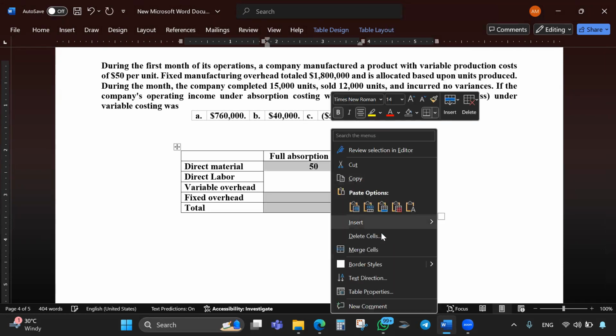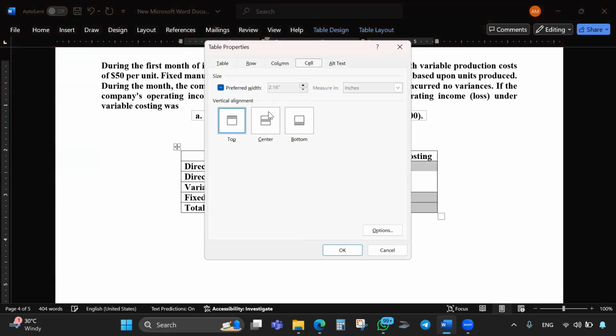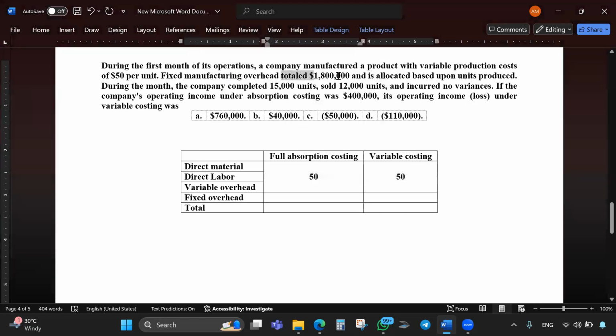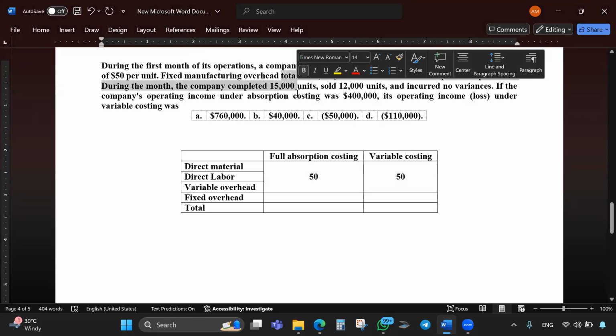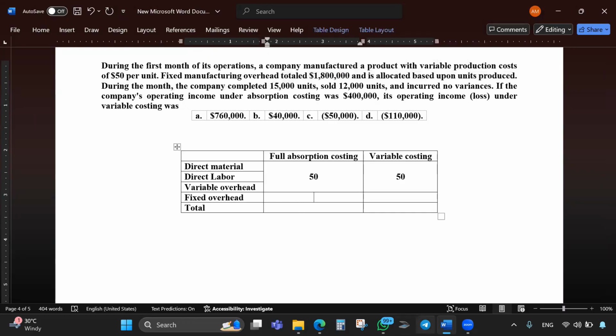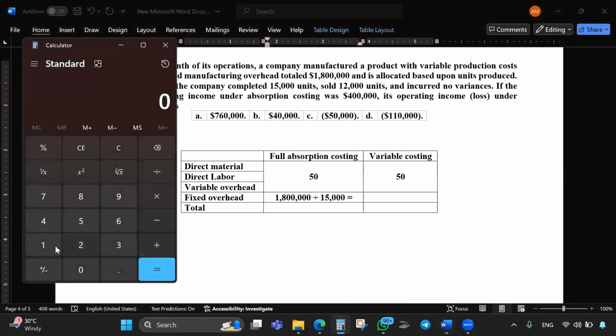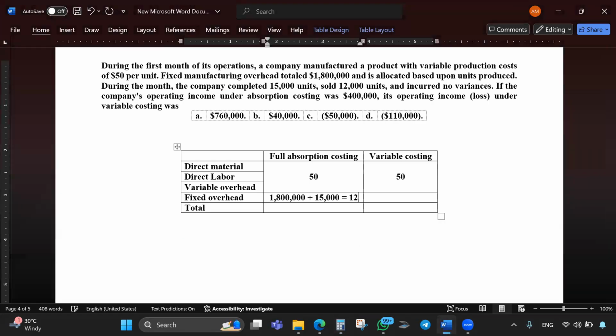Fixed overhead is 1,800,000, as he said before, based on the production of 15,000 units. So the fixed cost here will be $1,800,000 divided by the number of units produced, which is 15,000. The result will be 120 per unit.